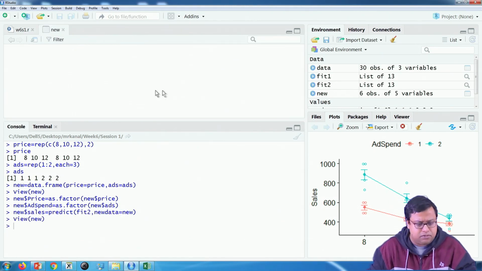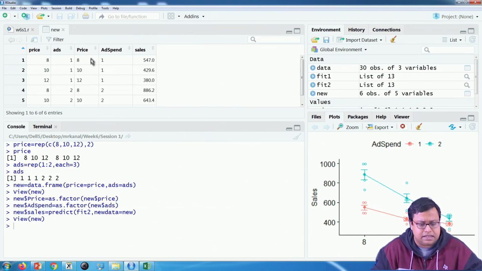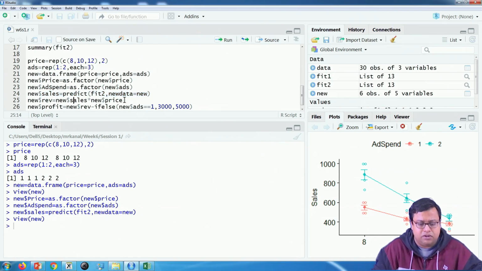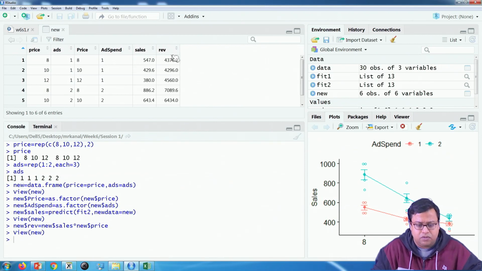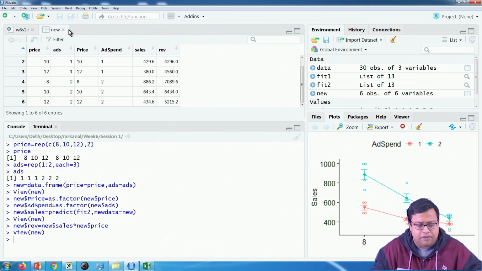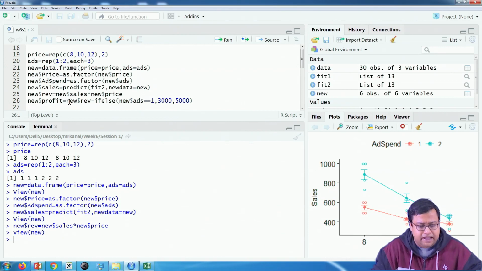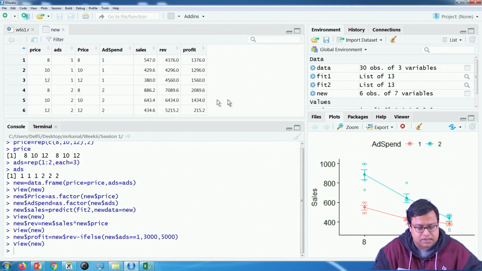Now, if I click the new data, you will see these are the original ones, these are the factor forms of price and ad spend, and this is the corresponding sales prediction that I have. Now, how much is the revenue? Sales into price, simple. So, this is the revenue that I generate, and what is the ad cost? The profit is revenue minus 3000 if ad spend is equal to 1, and minus 5000 if ad spend is equal to 2. I just run this and find out the profit, and the profit looks like this.